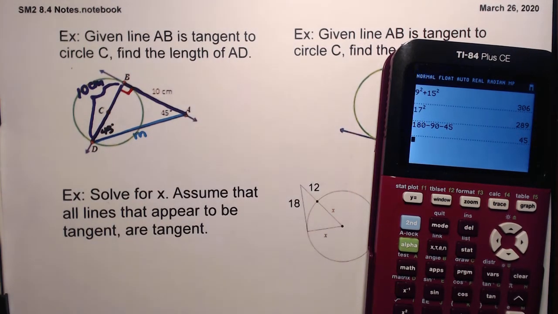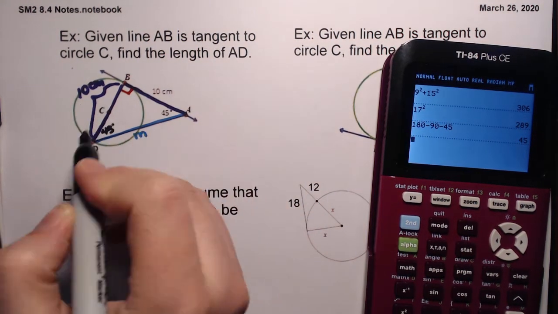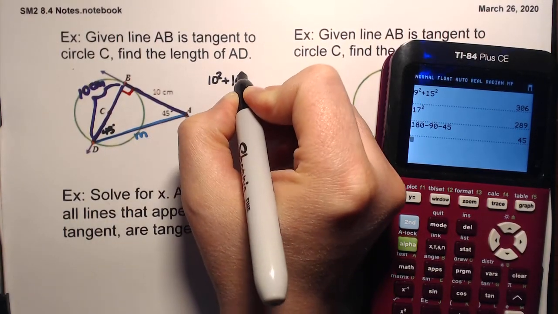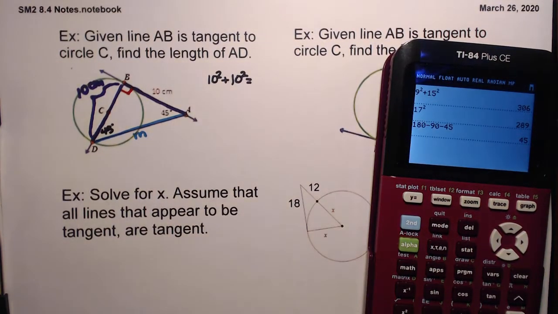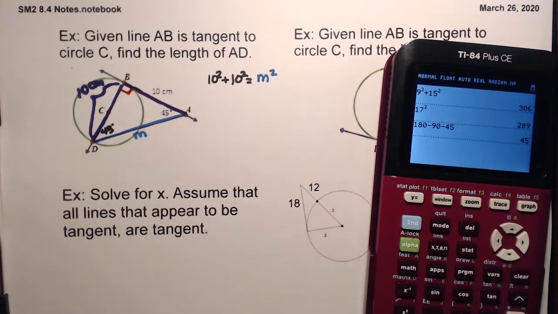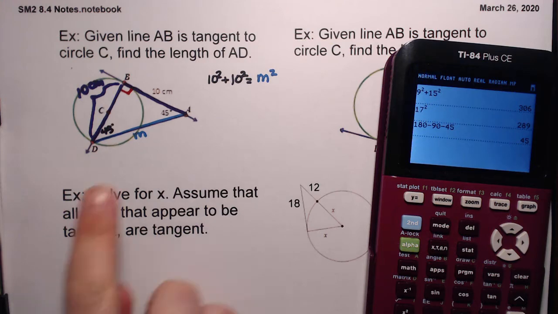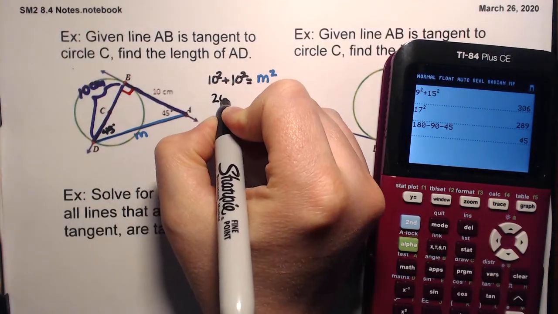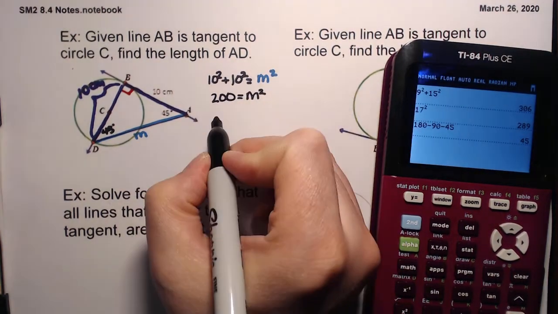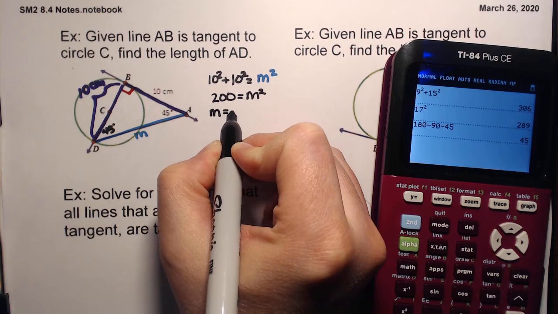Well, if I don't know special right triangles, I can still do the Pythagorean theorem here. So I get 10 squared plus 10 squared equals the missing side squared. So then I get 100 plus 100 is 200. Take the square root of both sides.